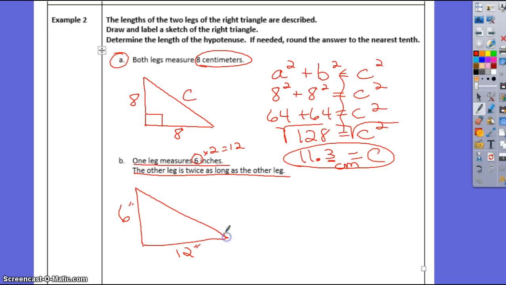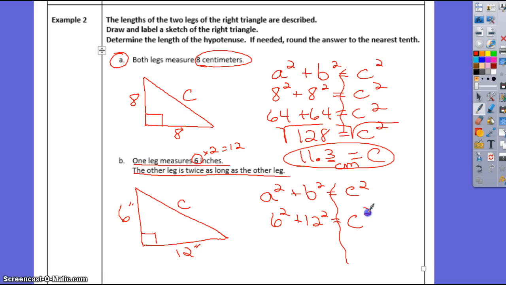So your hypotenuse has to be greater than what in this case? Has to be greater than 12. If your answer isn't greater than 12 for your hypotenuse, you did something wrong. So figure this out. A squared plus B squared equals C squared. 6 squared plus 12 squared equals C squared. Hold your answer up, round it to the nearest tenth. When you get your right answer, I'll tell you it's right, and you can come up here and grab your packet. Pages 1 and 2 in the packet are due tomorrow.